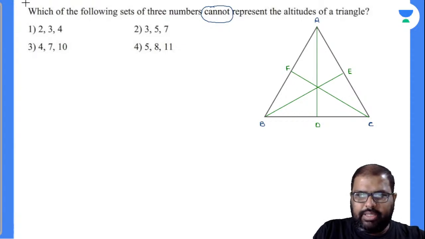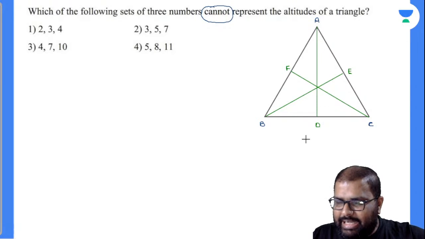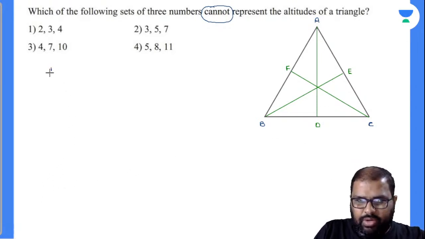Now closely observe. Area of triangle ABC, when I consider AD as the height, the altitude of the triangle, will be equal to half into base BC into AD. Am I right or wrong?